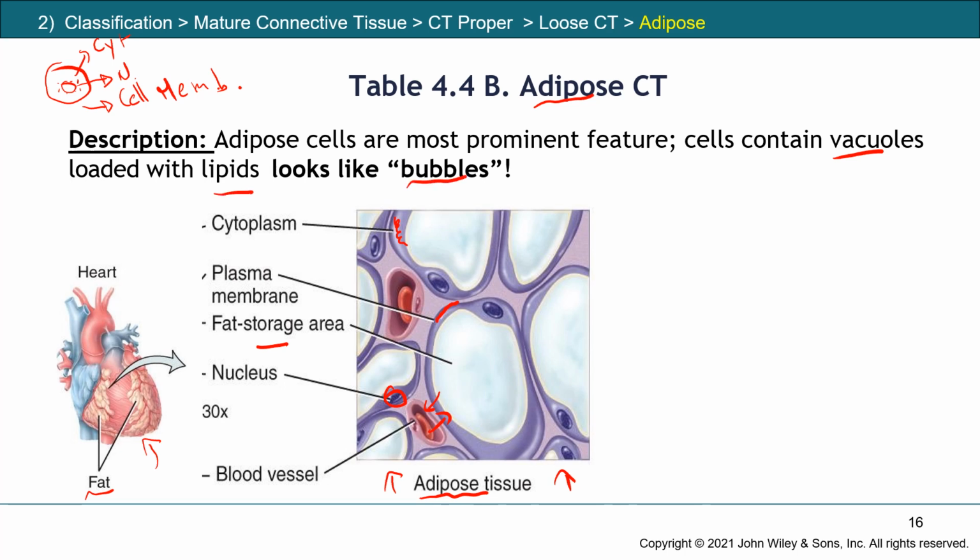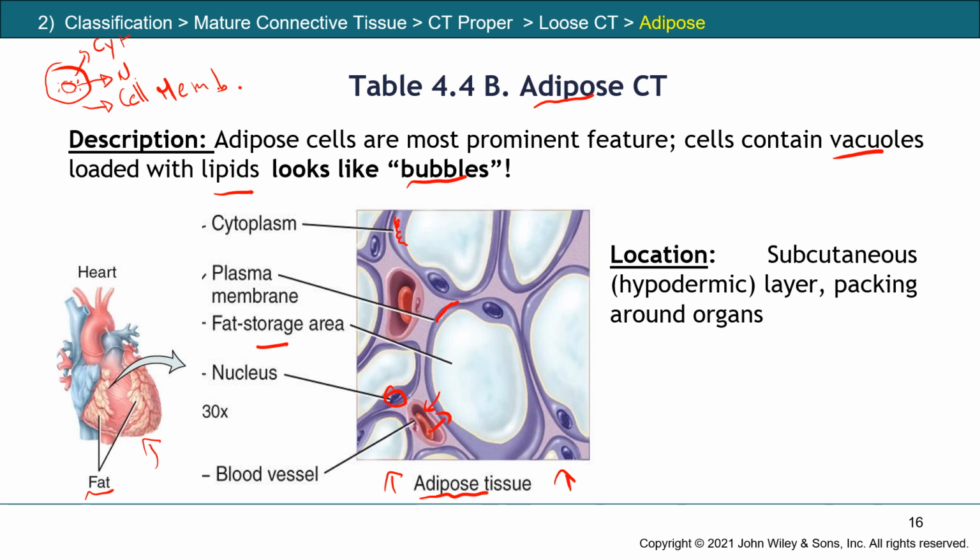And in addition to that, I told you about the location. Of course, you have lipids, the adipose tissue in the hypodermic layer, yeah, underneath your skin, especially in some parts of your body like the belly and hips, yeah, different regions, but it's also around organs like the heart.